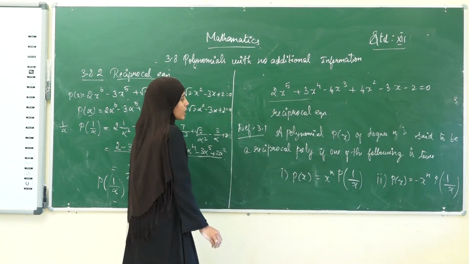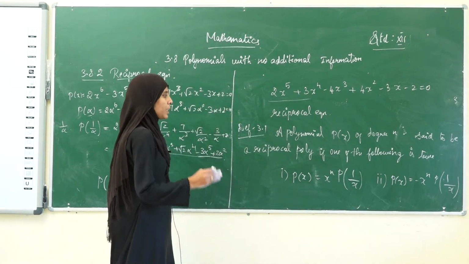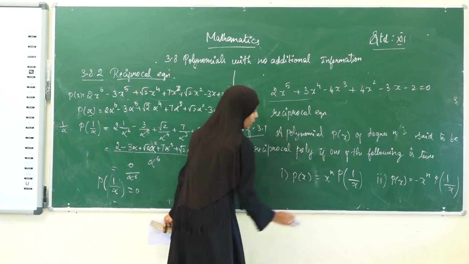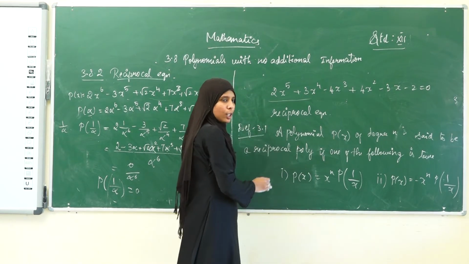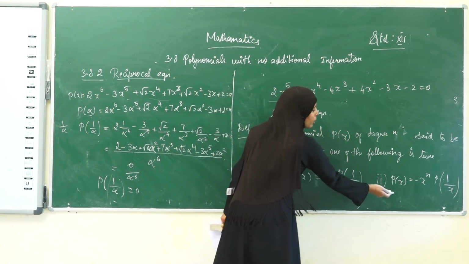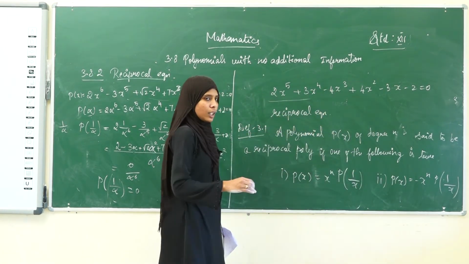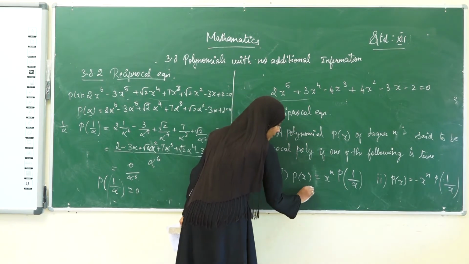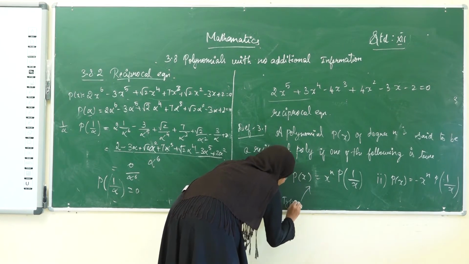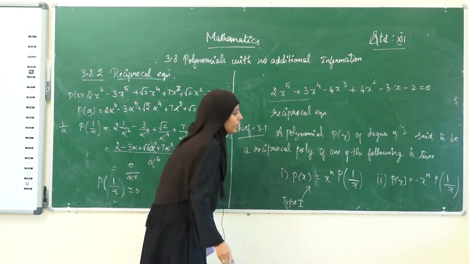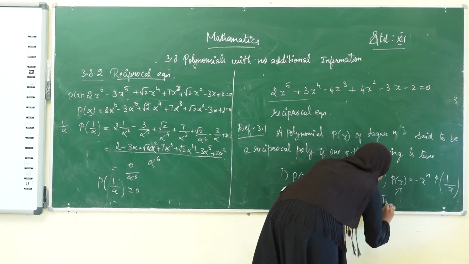So what's the definition they have given? A polynomial p of x of degree n is said to be a reciprocal polynomial equation if any one of these conditions is satisfied. What's condition 1? P of x is equal to x power n into p of 1 divided by x. Otherwise, p of x is equal to minus x power n into p of 1 divided by x. If the given polynomial satisfies this first condition, then it is called a type 1 reciprocal equation. If it satisfies the second condition, then the reciprocal equation is said to be a type 2 reciprocal equation.